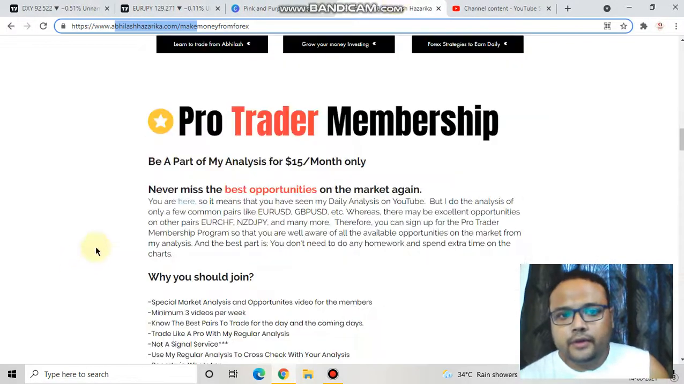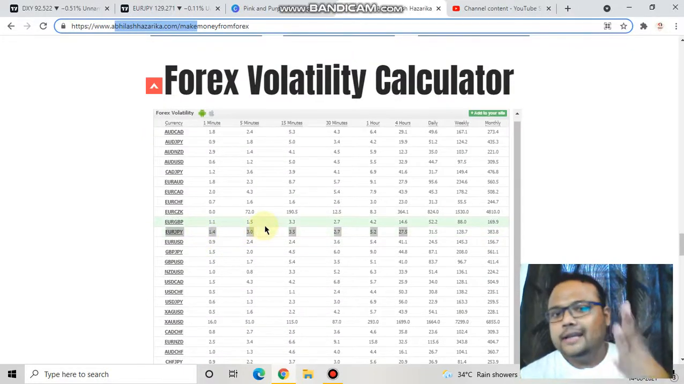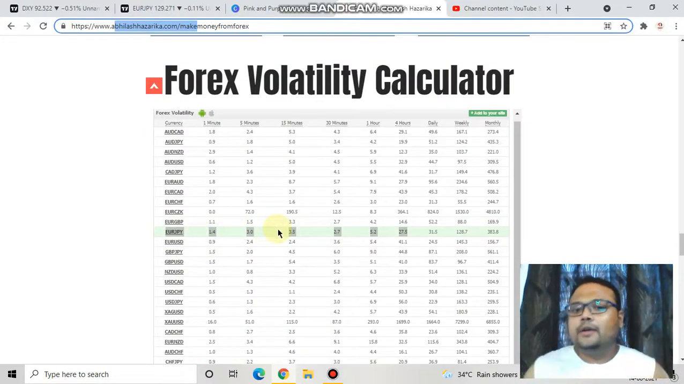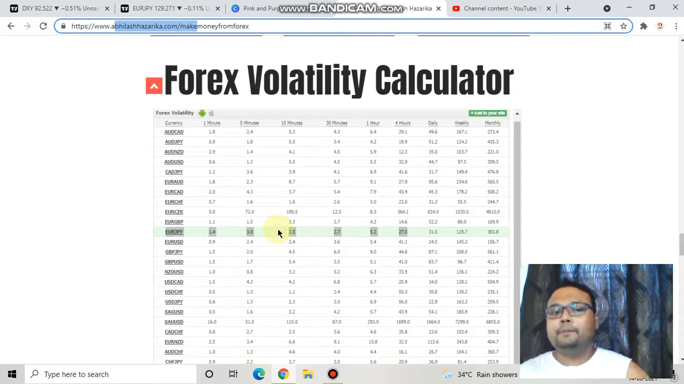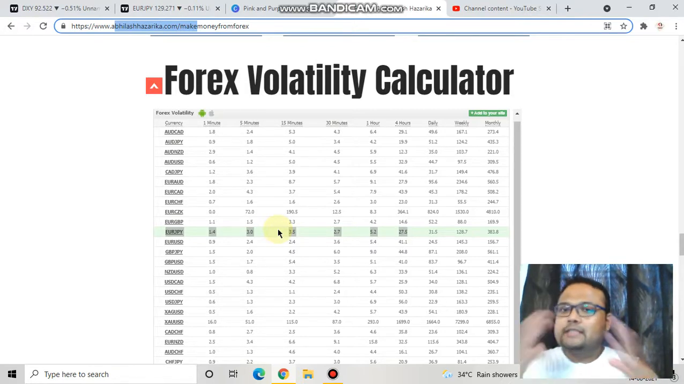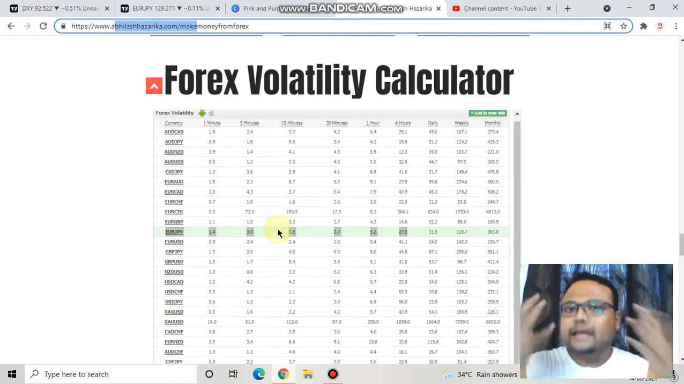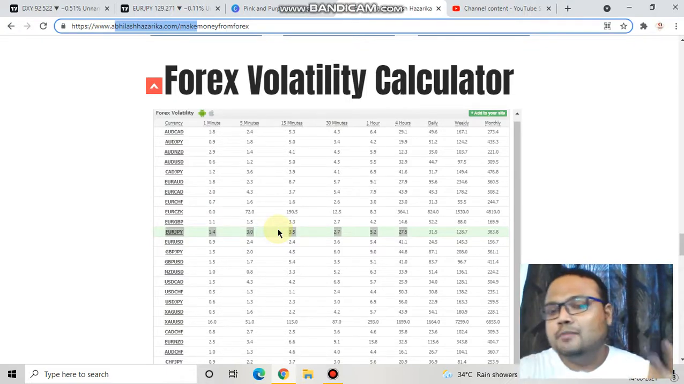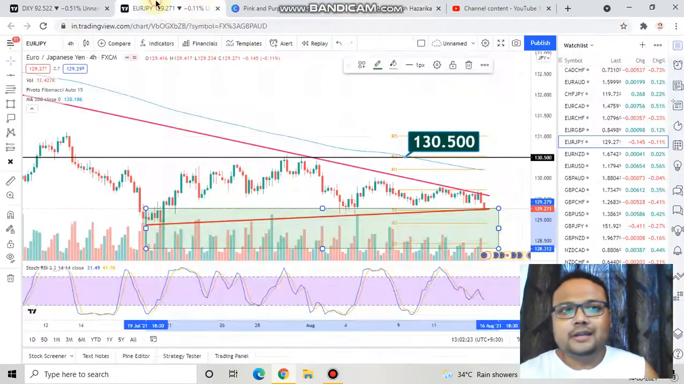And if you go to the Forex volatility calculator here, then you can see that in the Forex volatility calculator, in the 15 minutes you can hardly expect a movement of 3.5 pips. In the 30 minutes chart, you can expect a movement of again 2.7 pips. In the 1 hour 5.2 pips. In the 4 hours only 27 pips. So if the same or similar volatility remains on Monday as well, so definitely you can understand that there is not much volatility. If there is no movement in the market, how can you make money? So the thing is simple.